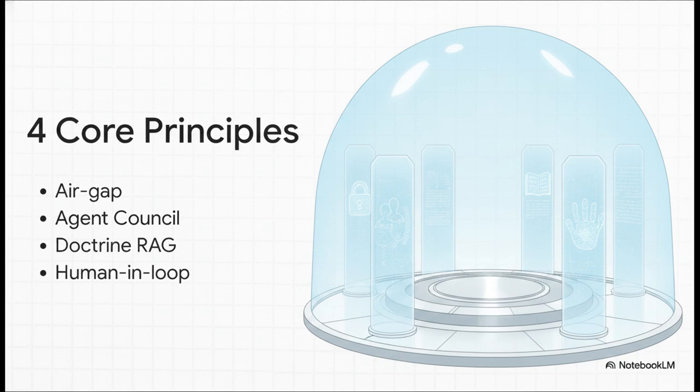Second, the Observable Agent Council, which makes the AI's reasoning entirely visible to you. Third, doctrine grounding via RAG, ensuring the AI follows your strict security standards. And fourth, human-on-the-loop autonomy, meaning literally no code is ever applied without a human explicitly saying so. Together, these form just an unbreakable security posture.